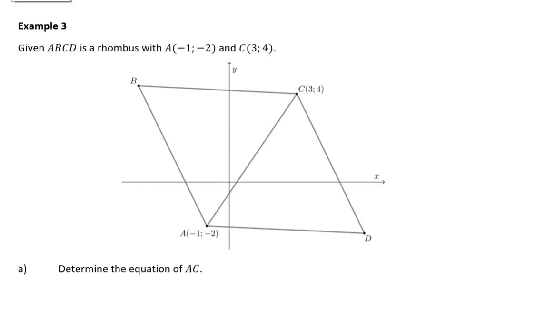Hi grade 11s, we're on to these last two questions now of mixed analytical geometry questions. So let's look at example 3. Example 3 says, given that ABCD is a rhombus.